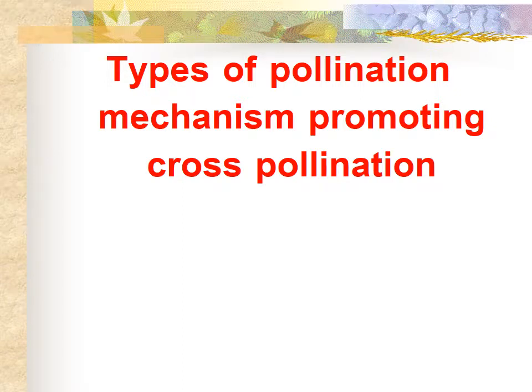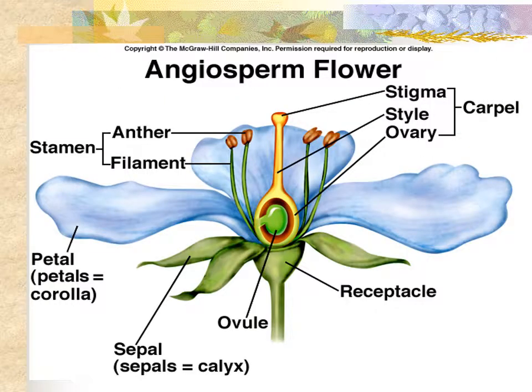Dear friends, in this video I'll talk about types of pollination mechanisms promoting cross-pollination. I'll begin with a picture of a hermaphrodite flower. This consists of sepals, petals, androecium and gynoecium. When all parts of the flower are in the same flower, that is called a complete flower or perfect flower.